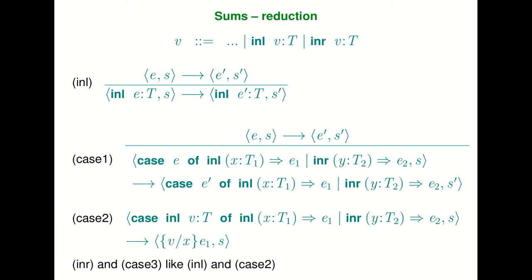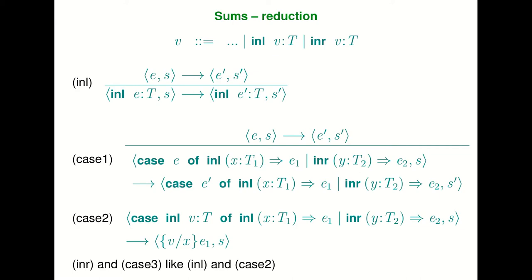Okay, and so the reduction rules for sums are pretty straightforward. For when we add values to extend the grammar of values, what we're going to do is say a value of some type is a tagged value. So it's either going to be in left of V or in right of V. And the only reduction rule for in left is we want to evaluate this expression until it becomes a value. So we're only going to have a congruence rule that says if E steps to E prime, then in left of E steps to in left of E prime.